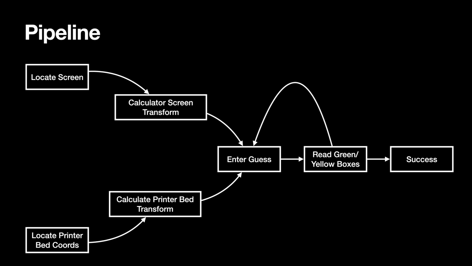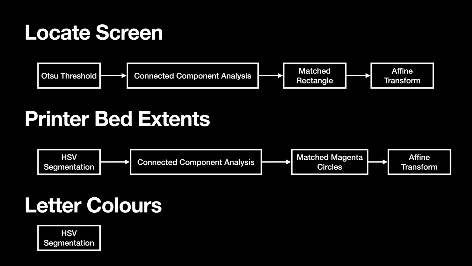So here's our processing pipeline. We have the two location problems, finding the phone screen and finding the printer bed. We need to calculate a couple of transforms to map from the screen coordinates to image coordinates, and then to the printer bed coordinates. And we have something that will drive the printer to enter the guesses. And we then have something that needs to read the colour from each box. We can split these up into multiple pipelines.